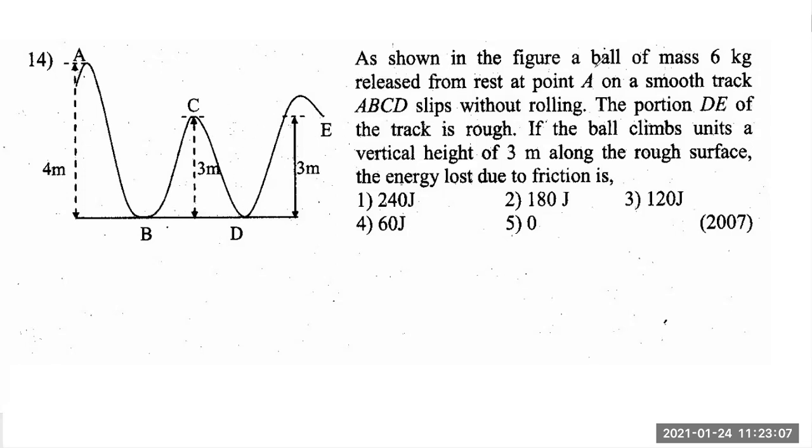As shown in the figure, a ball of mass 6 kilogram released from rest at point A on a smooth track ABCD slips without rolling. So the object is here initially, and its initial velocity is zero. The portion DE of the track is rough. This portion DE, this is the rough part.